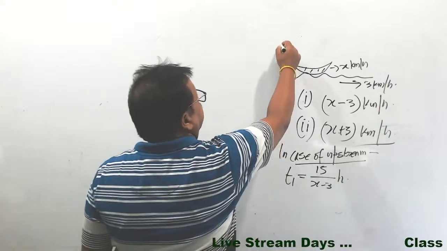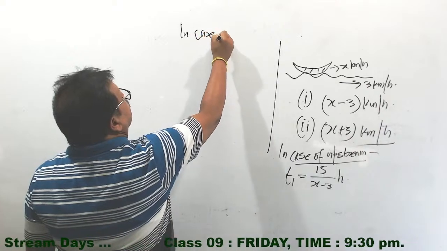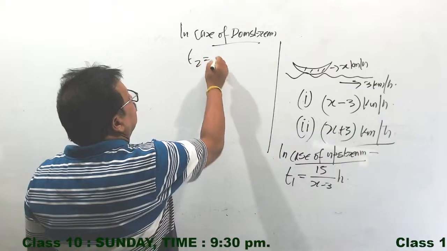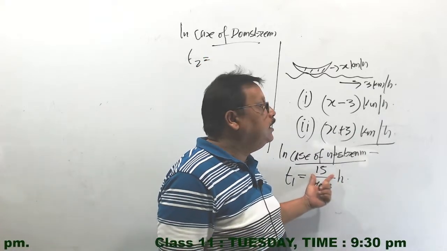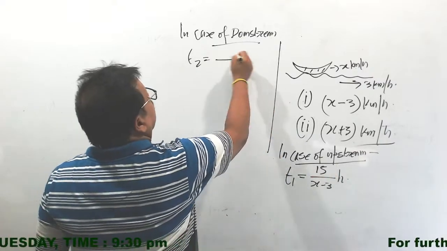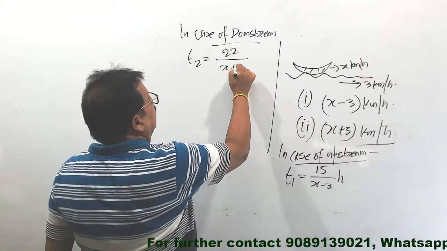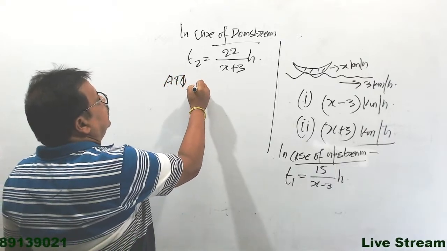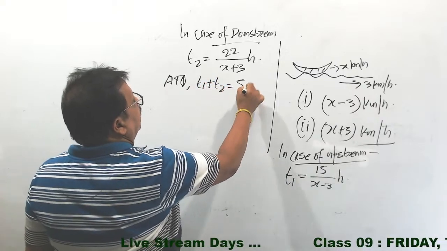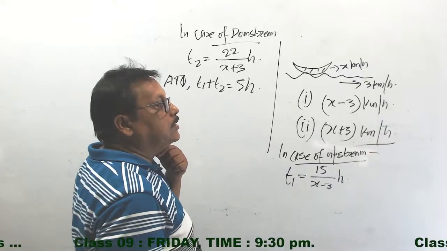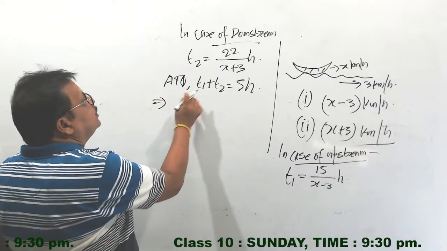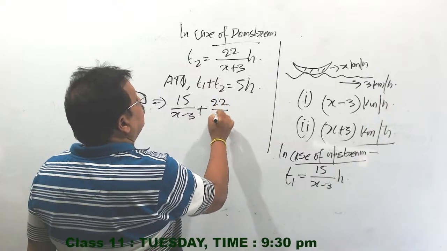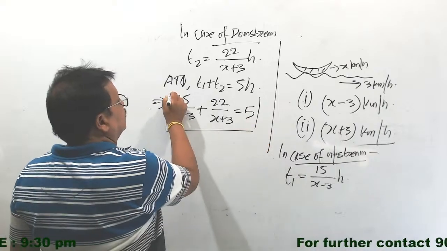In case of downstream, the time taken, say t2, but the distance is different. First, in case of upstream it was 15 km and 22 km downstream. What is the resultant speed? x plus 3. In 5 hours, there is a total time. So, according to the question, t1 plus t2 is equal to 5 hours. Understood? Write an equation in x. This implies t1 is 15 by x minus 3 plus t2, 22 by x plus 3, is equal to 5. This is the equation.